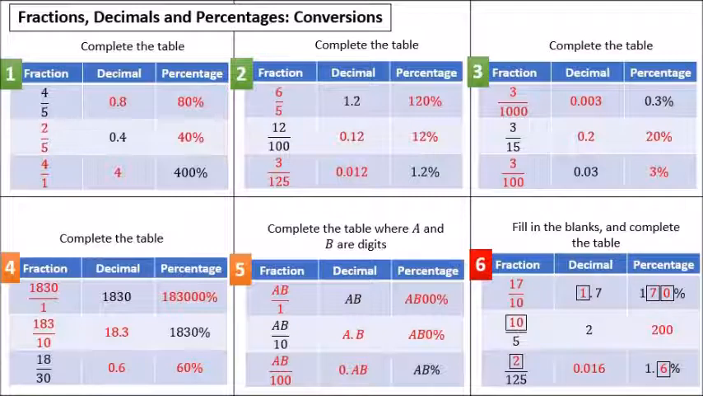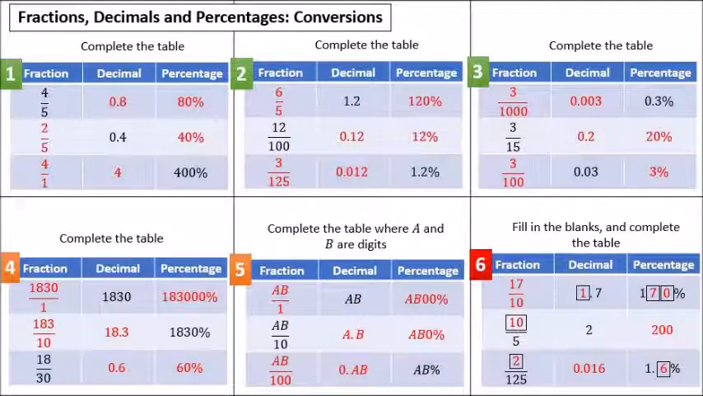For the next one, AB over 10, if we divide AB by 10, then we get A point B, where A and B are digits. If A and B were not digits and they were normal algebra, AB would mean A times B. It wouldn't work like this, so you've got to be careful. A point B multiplied by 100 becomes AB0, so we get AB0%. Finally, AB percent is the same as AB over 100, and if we divide AB by 100, we get 0.AB.